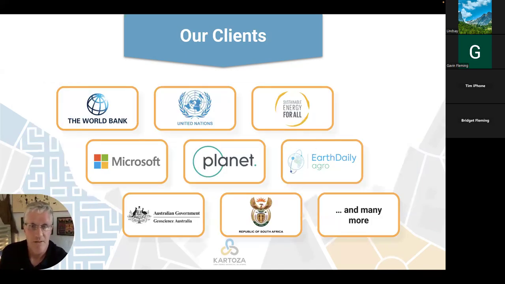These are some of our clients. We've got probably over 100 clients, and at any time we're working on probably over 20 projects. These are some big names: World Bank, United Nations, Microsoft, Planet Geospatial. Some of those you might not have heard of, but look them up. If you want to know who else we've worked for, they're more on our website, and we can give you a full list.